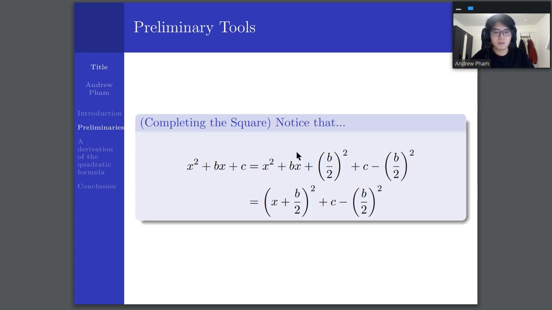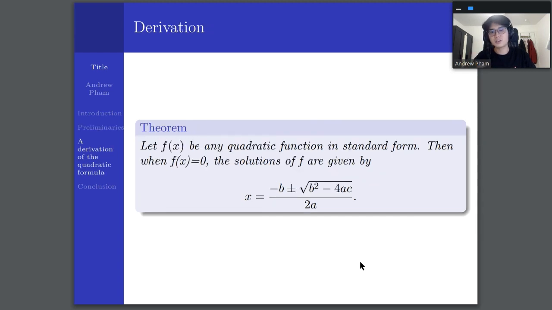Doing so, the first three terms simplify to x plus b over 2, quantity squared, just like in the picture. The last two terms are just a collection of constants, which is another constant that can be simplified later, and it doesn't really matter if it's in this form. But that being said, we are now ready to give the exact definition of the quadratic formula. If we consider f to be any quadratic function in standard form, we can find the solutions of f when f is equal to 0 simply through this equation.